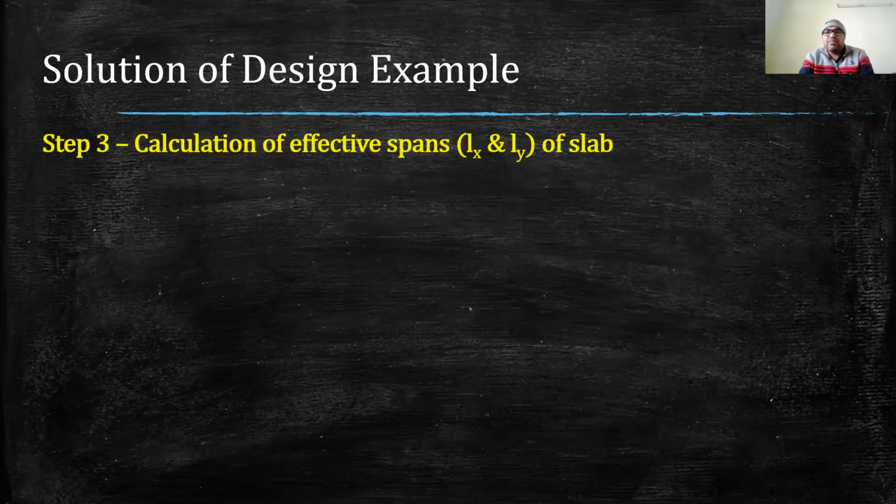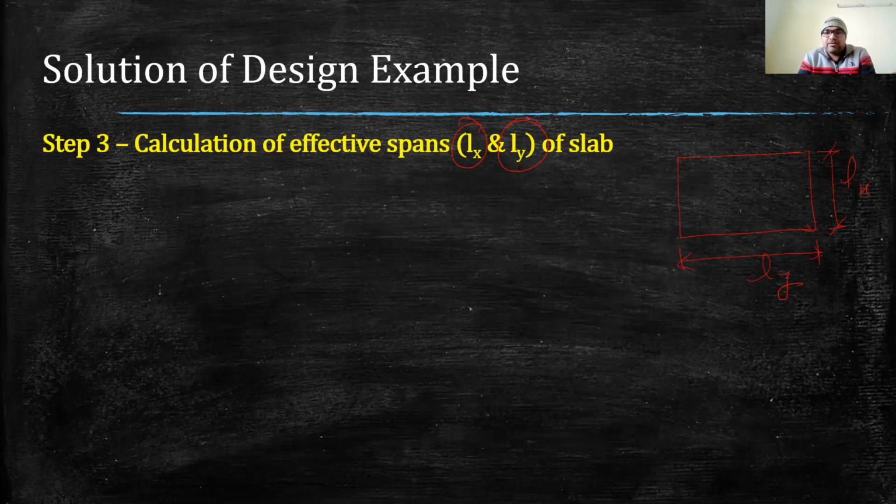Now in the third step, we will calculate the effective span, which is the Lx and Ly. As the slab is a rectangular slab, say this is the Lx value and this is the Ly value. They are known as effective span.